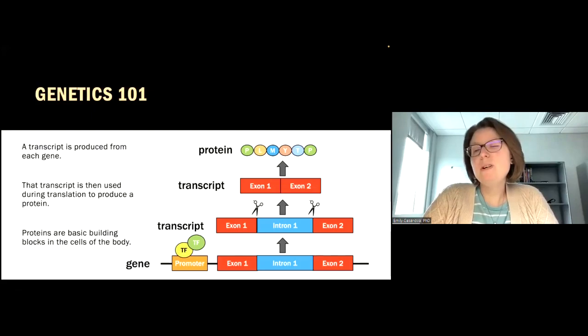Those tend to be the ones that we understand the best, because we can look at what their protein does in the cell, and it tells us a little bit more about what their basic function is.